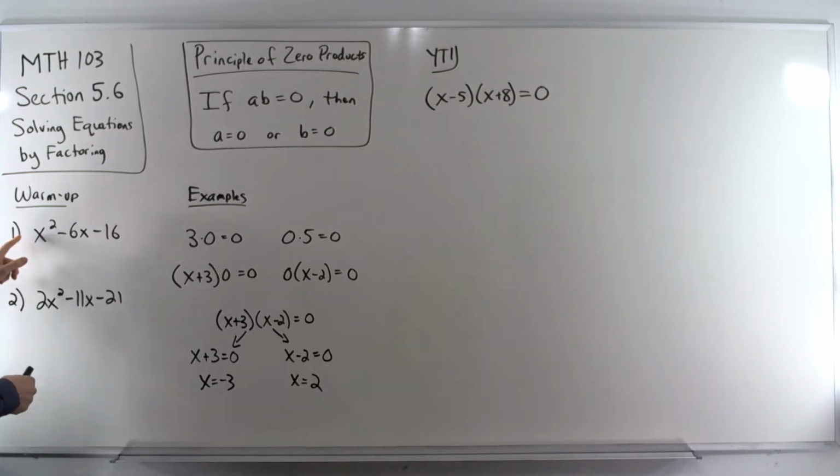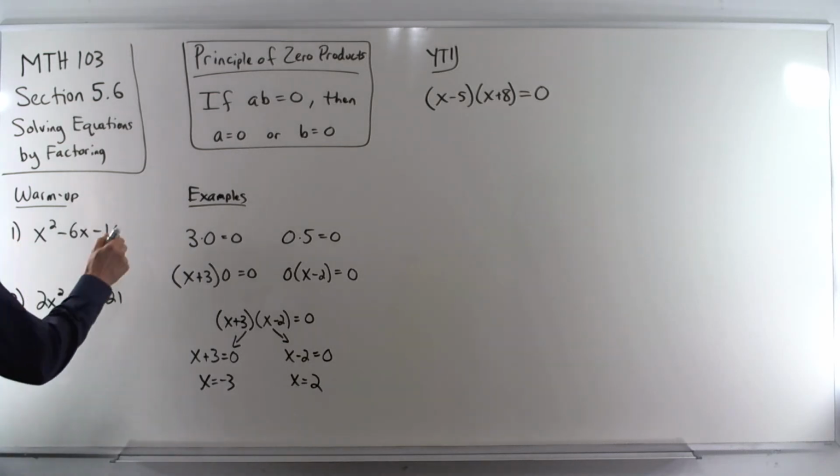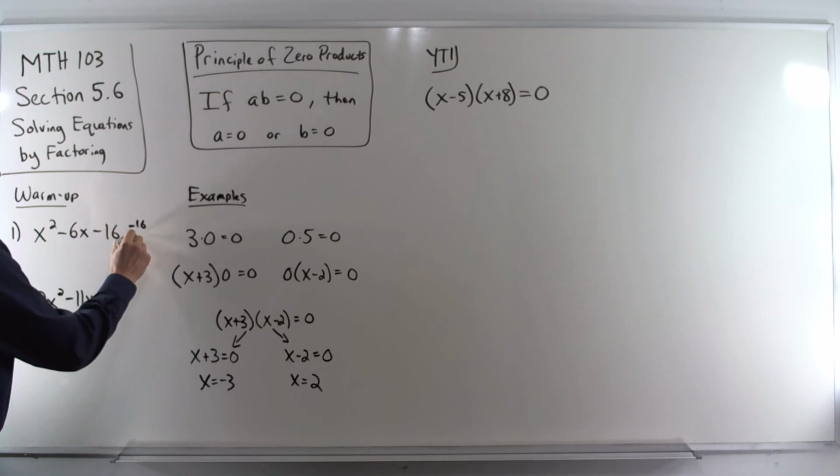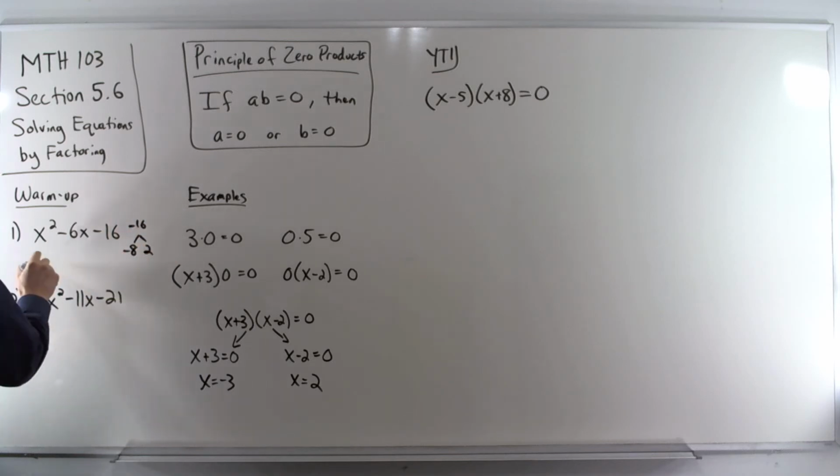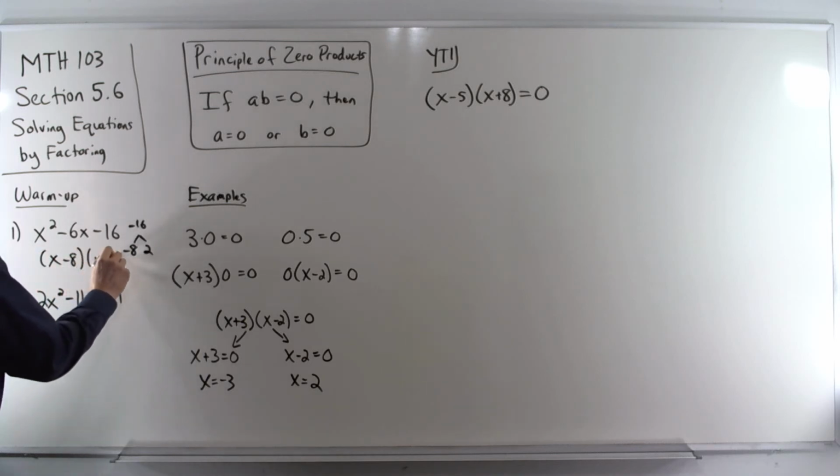So first one, we have an a equals 1 trinomial. We want two numbers to multiply to get negative 16, add to get negative 6. That's going to be negative 8 and 2. So x minus 8, x plus 2.